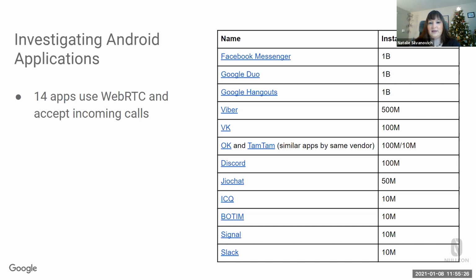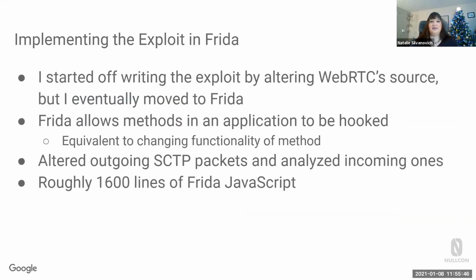And this is basically the list of the top WebRTC applications. There are some fairly high usage ones in there: 3 billion user applications, 500 million user applications. A very well used library. So I wanted to test the exploit on these, but I had originally written this exploit by altering WebRTC and recompiling it. And I thought this wasn't a valuable way to test this exploit on a lot of different applications. So I rewrote it in Frida.